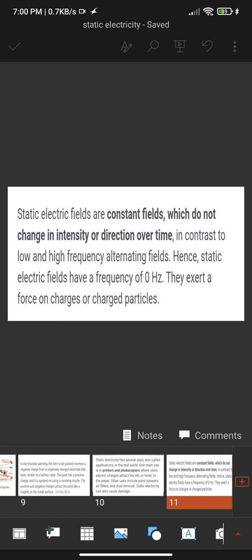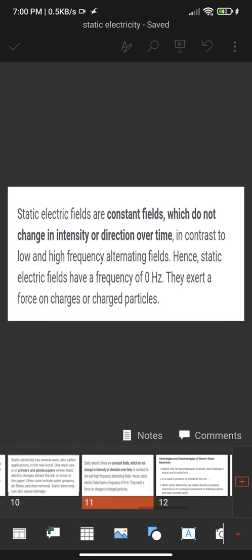Static electric fields are constant fields which do not change in intensity or direction over time, in contrast to low and high frequency alternating fields. Hence, static electric fields have a frequency of 0 Hz. They exert a force on a charge or a charged particle.